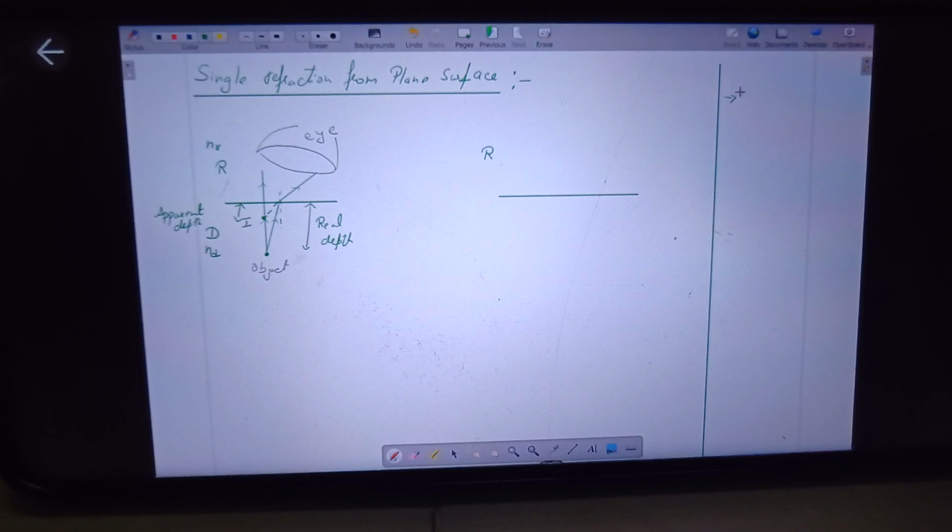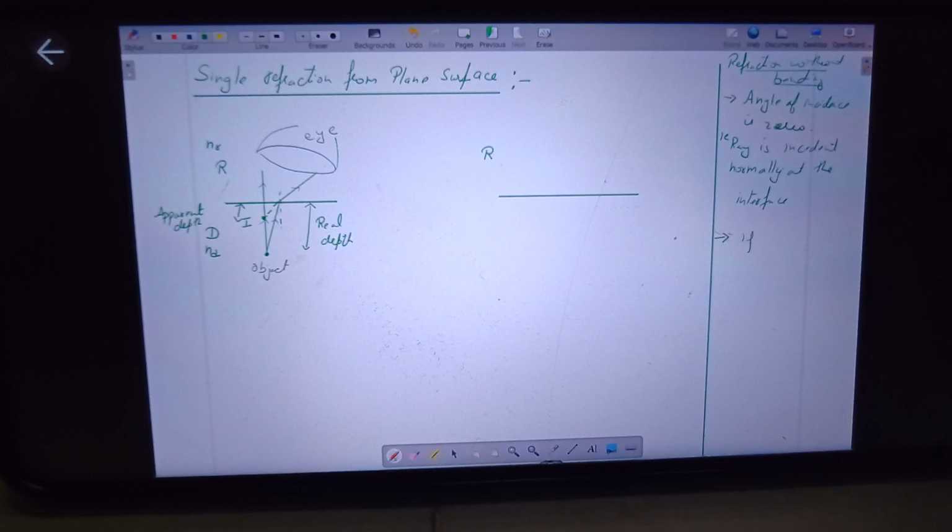First condition is that the angle of incidence is zero, or we can say the ray is incident normally at the interface. We are discussing the case of refraction without bending. The ray will pass from one transparent medium to another, but no bending will take place.